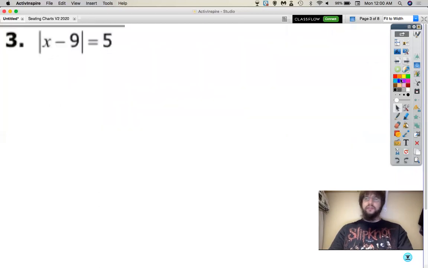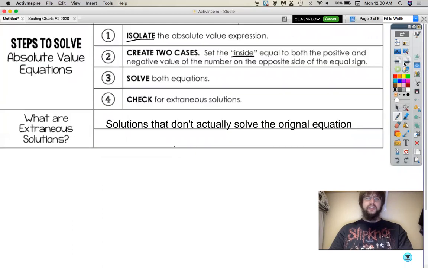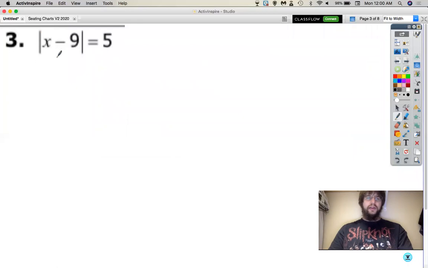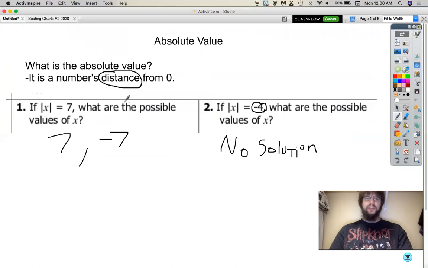So let's just give it a go. So again, what's the first step? Isolate. Okay, I got the absolute value of x minus 9 equals 5. The absolute value is by itself. Step 1 done. Now, what exactly is the absolute value? If we go back and look, it's the distance from 0. So we know either 7 or negative 7 would work here. So either x is 7 or negative x would be 7 is what that really means.